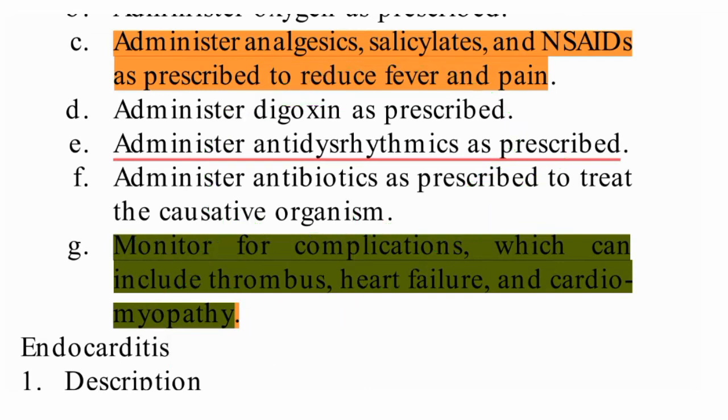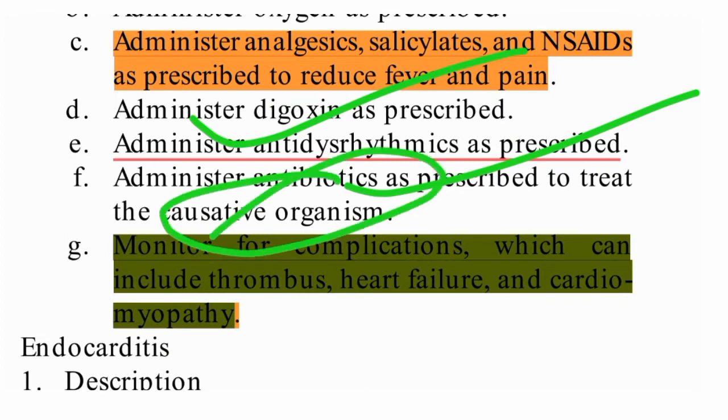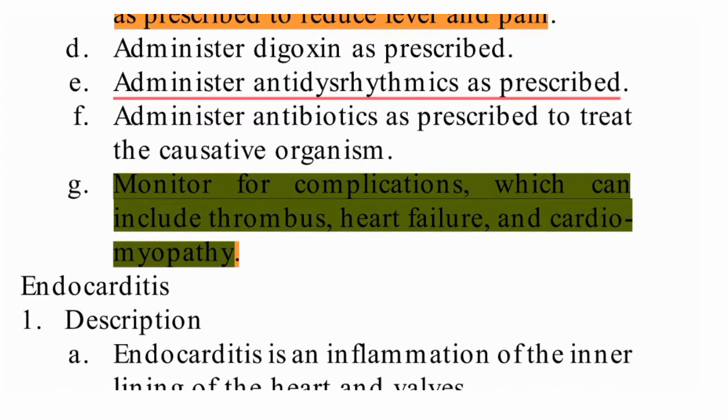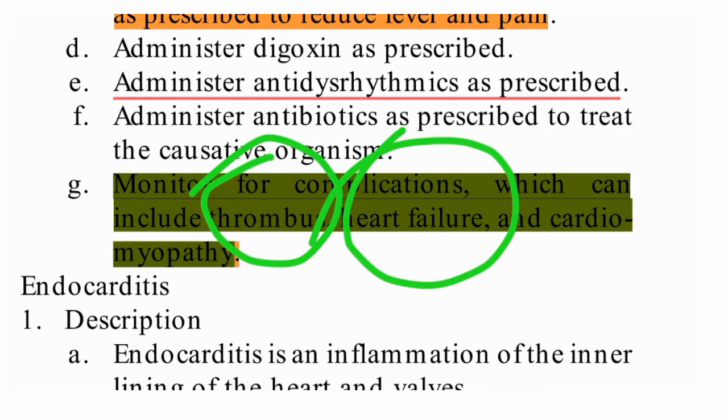So atrial fibrillation may occur, so for that we can provide the anti-dysrhythmic medications, and administer antibiotics as prescribed to treat the causative organism. So whatever causative organism is there, for that we can provide any antibiotics. Monitor the complications, which can include thrombus, heart failure and cardiomyopathy. So complications can be there: thrombus formation, heart failure, and cardiomyopathy.